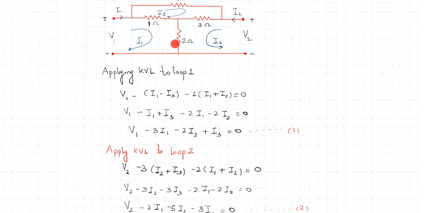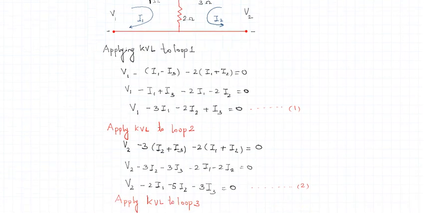Moving forward, the next element which comes in the loop is the 2 ohm resistor. The voltage generated in the 2 ohm resistor is minus 2 into the currents. The two currents that flow through this 2 ohm resistor are I1 and I2. We observe that both the currents through the 2 ohm resistor are in the same direction. As the currents are in the same direction, the resultant current is the sum, I1 plus I2. So this is the second loop equation that we got by applying KVL to loop 2.